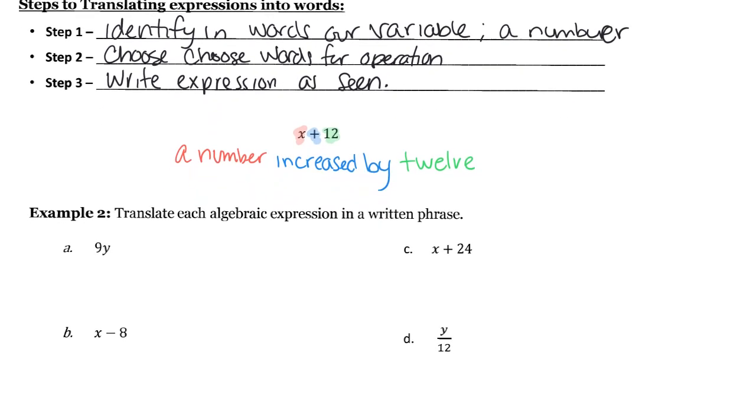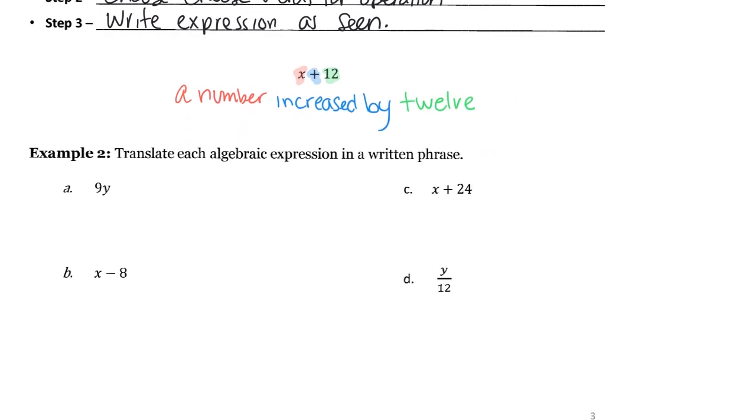All right, so let's look at some of these examples. I'm going to do one more with you. So we have 9y. If there's nothing in between, it's an implied multiplication. And then we have our y. So I would probably write 9 times a number. Okay? All right, so that's that. And now I want you to try B, C, and D. So pause the video.